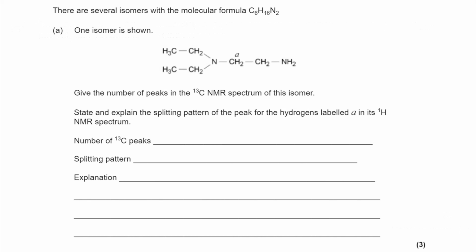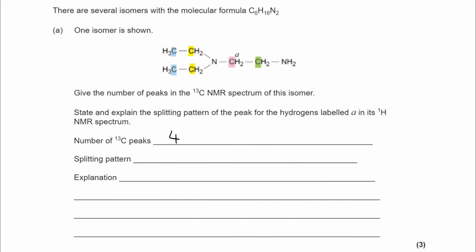Okay, several isomers with the molecular formula C6H16N2, and we've got one of them provided here. We want to know how many different peaks there are in the carbon-13 NMR spectrum. Now, what you're looking for here are carbons that exist in a different environment. And we can see here there are some that have the same environment as each other, but there are differences as well. And I've colour coded them so we can see.